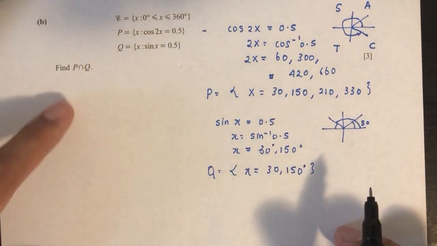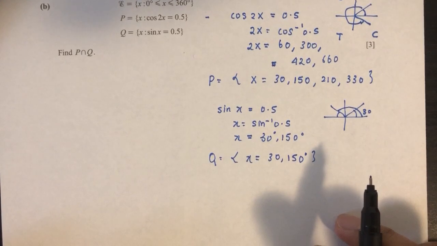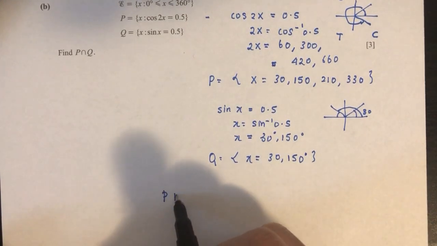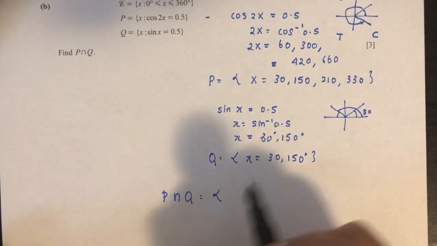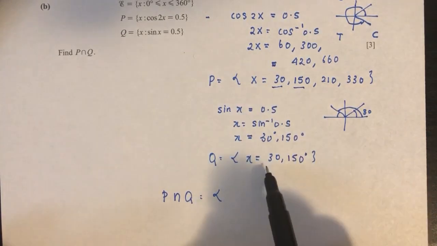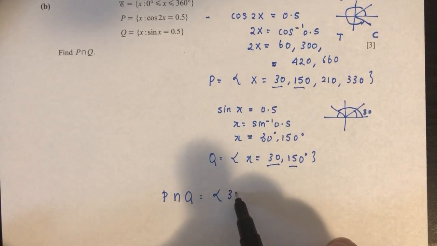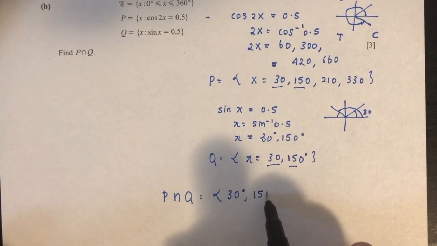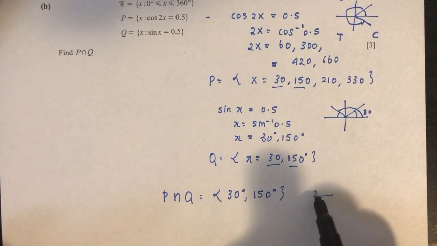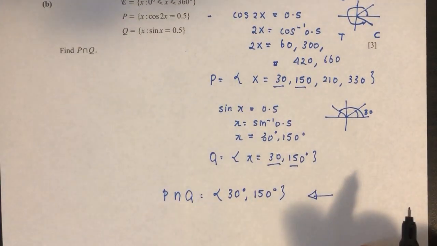Now we have to state P intersection Q. P intersection Q is equal to the values that are the same in both, so that will be 30 and 150. This will be your answer for part B.